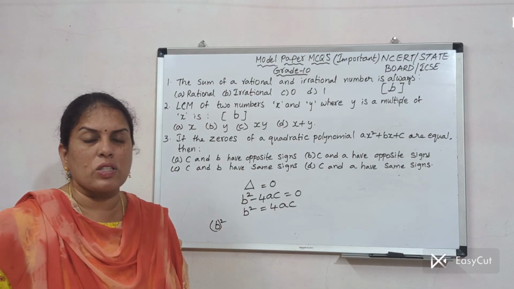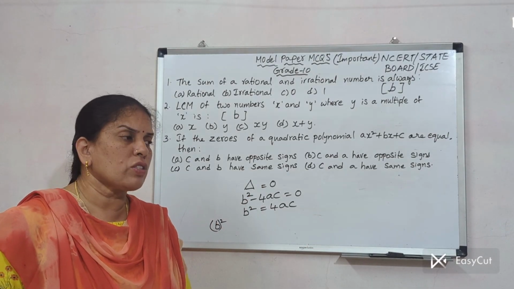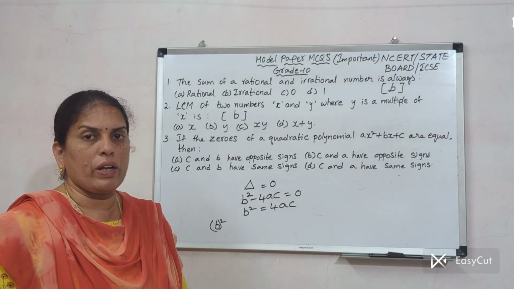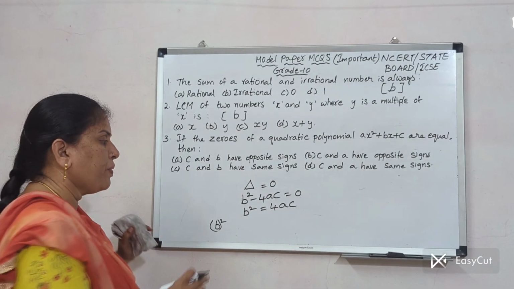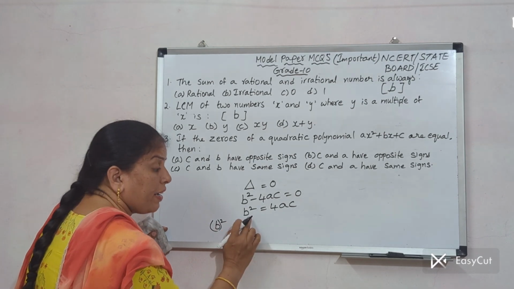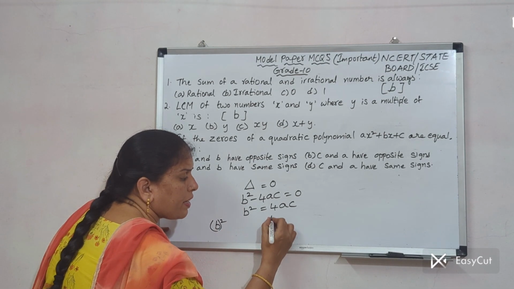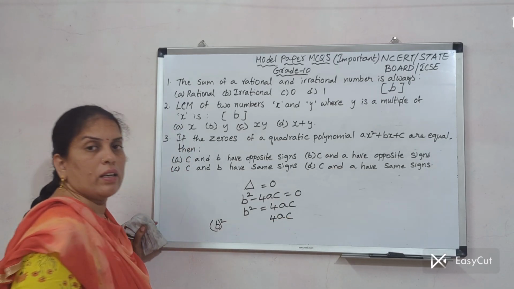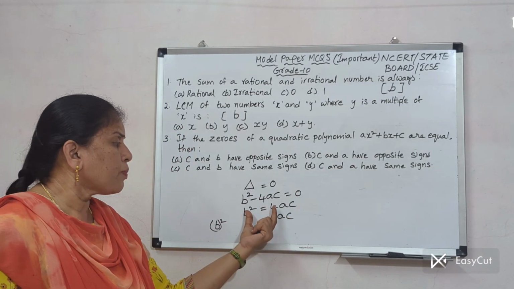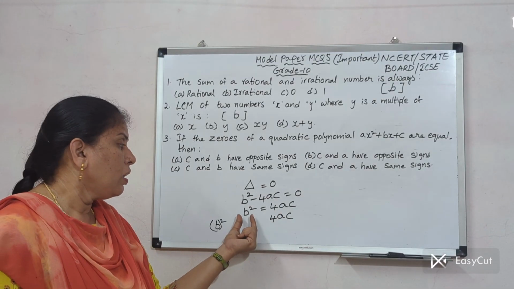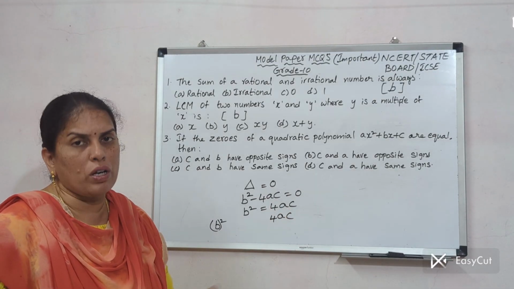b square, a square, c square. For example, 12 square. Always you will have a non-negative number. That means that will be positive. Okay. b square will be positive. If b square is positive, what about 4ac? 4ac also will be positive. Why? Because these both are equal only, no? So b square value is a positive number, which means this also will be positive.